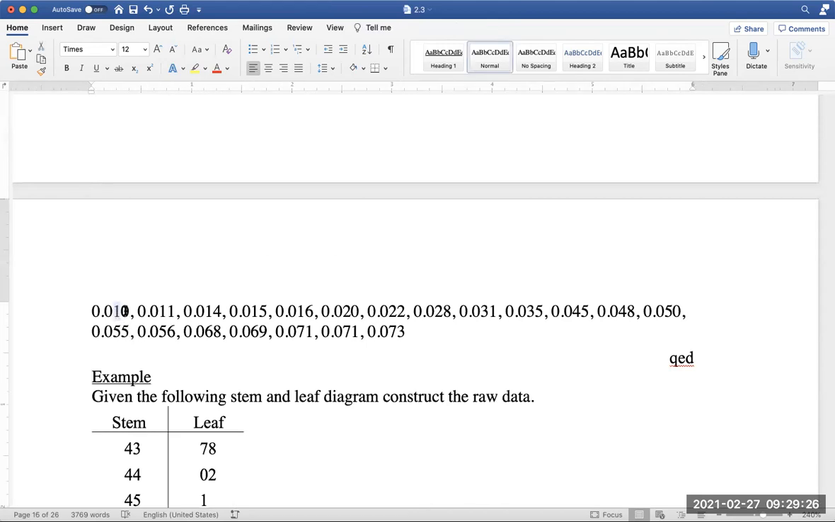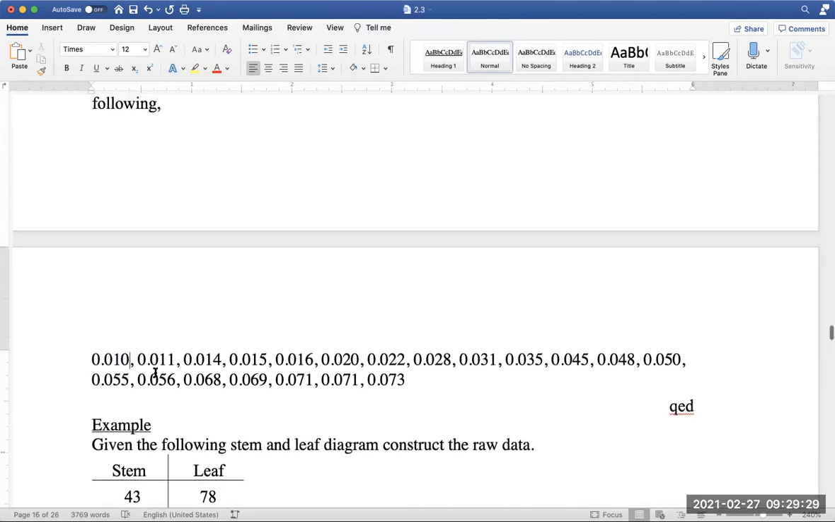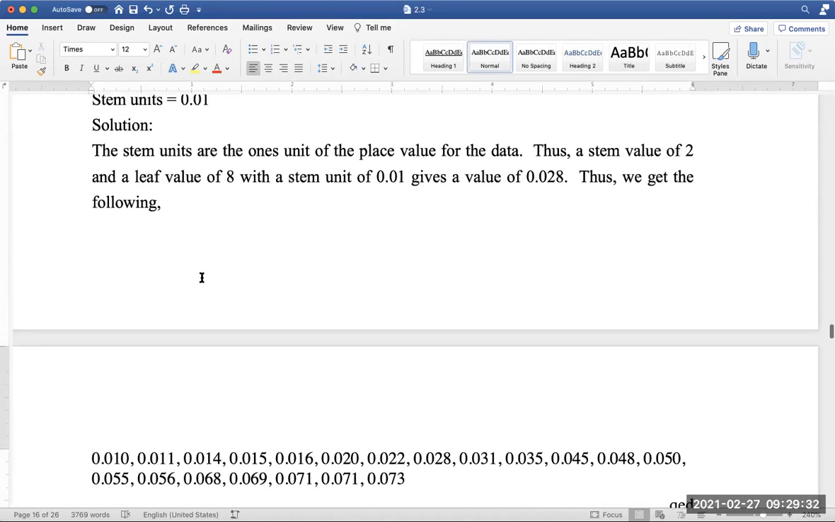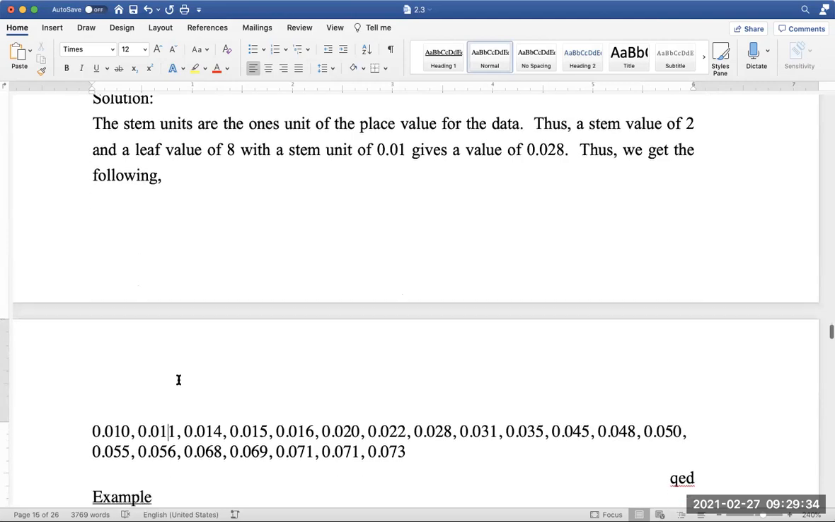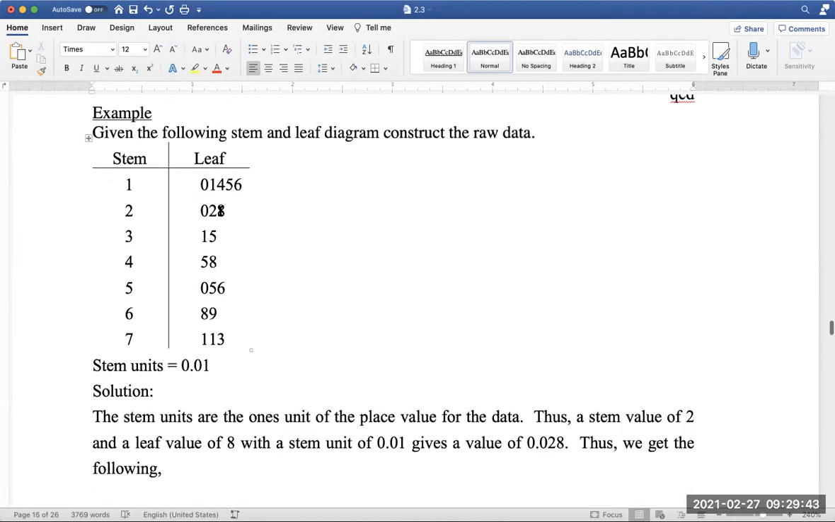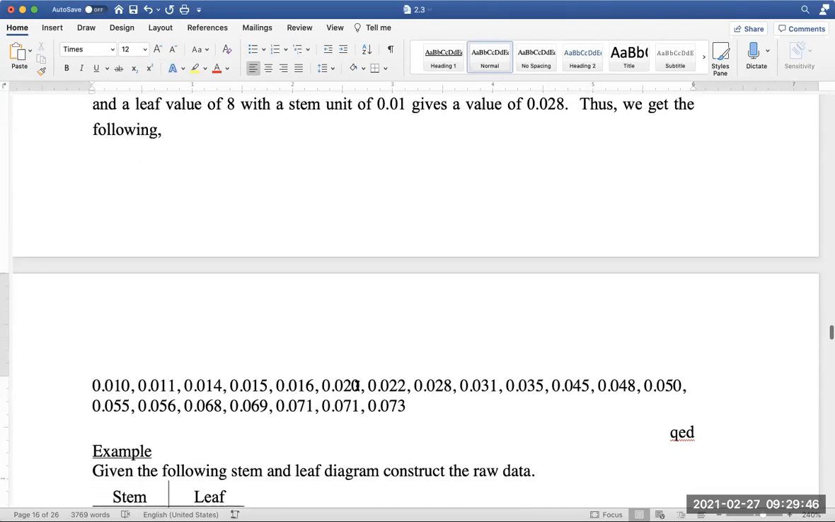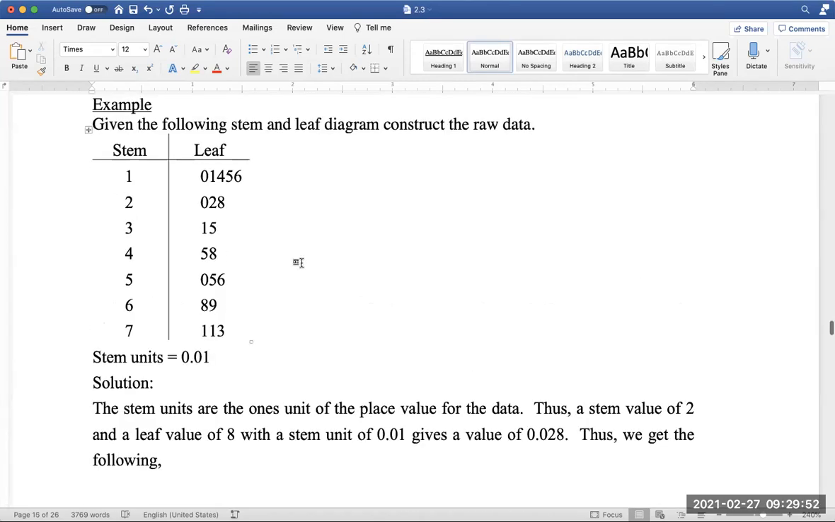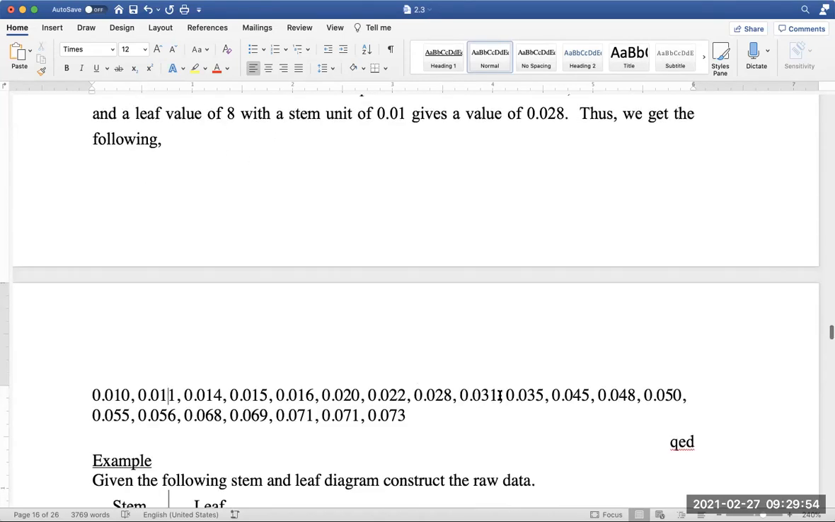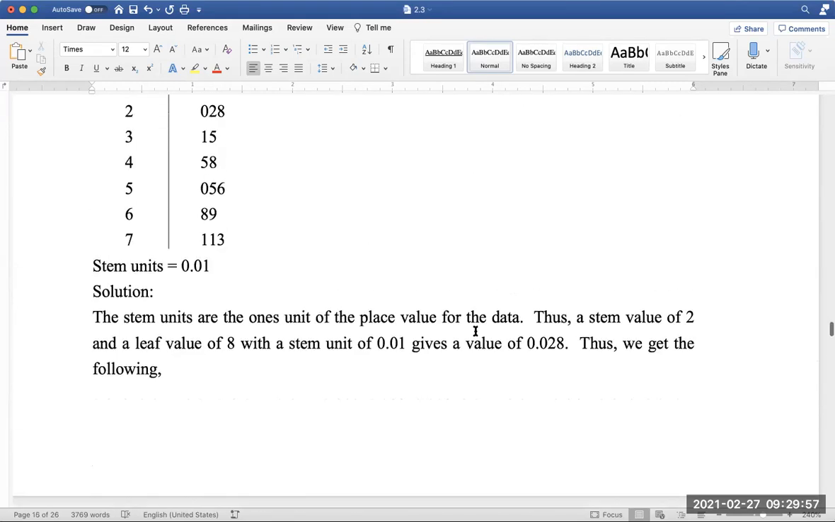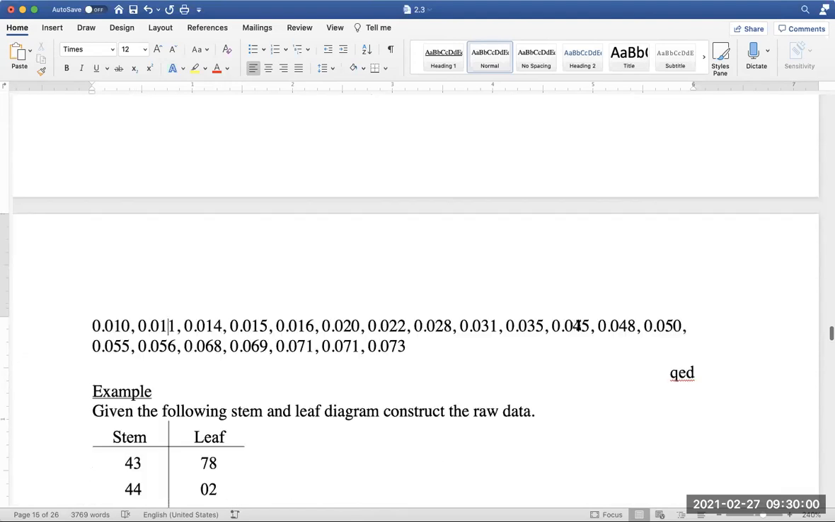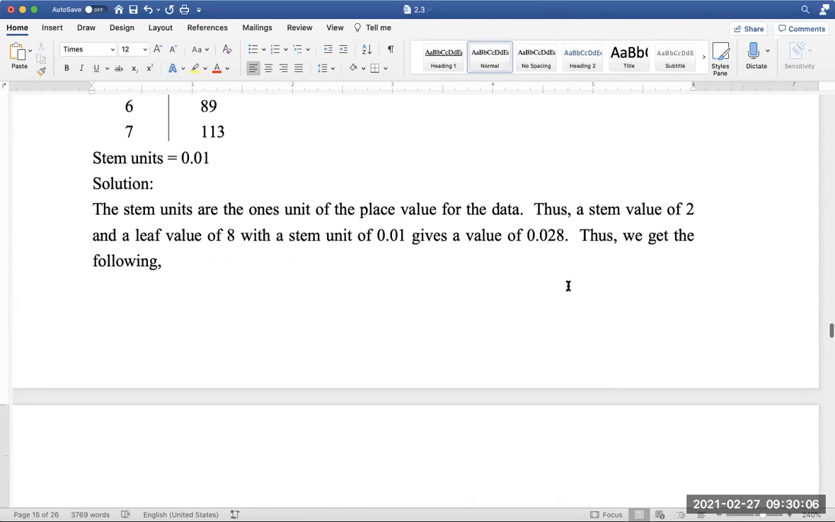The 1 is in the hundredths place, followed by a 0. And then I have a 1, then a 1, 4, 5, 6. So 0.10, 0.11, 0.14, 0.15, 0.16, 0.20, 0.22, 0.28, and then 0.31, 0.35, 0.45, 0.48, and then 0.5.